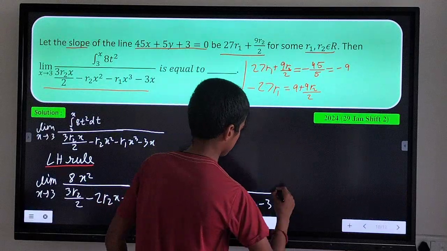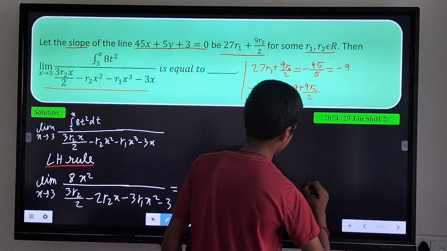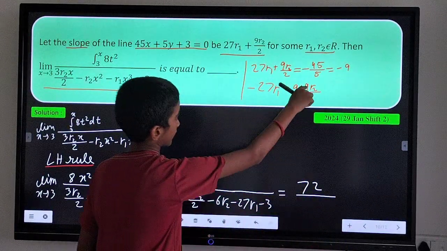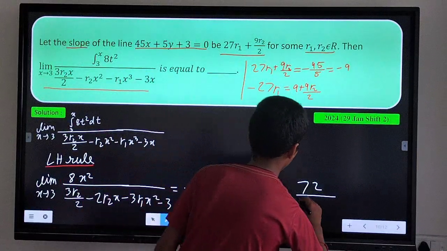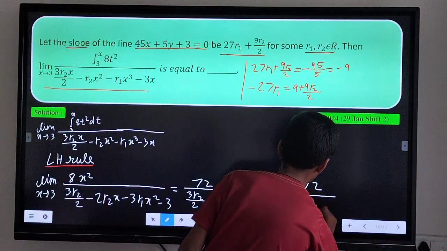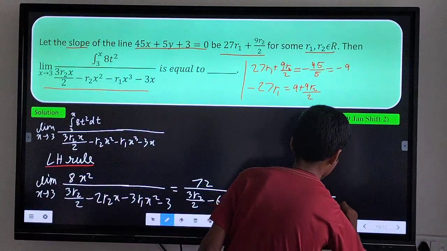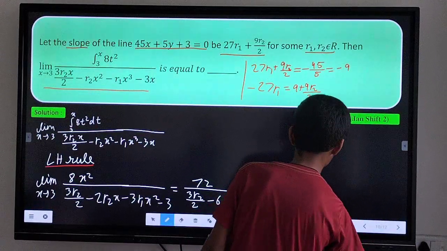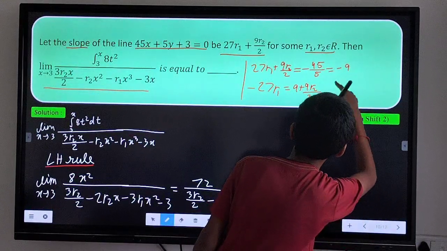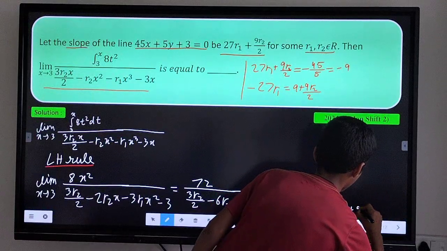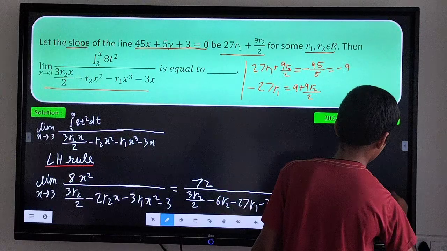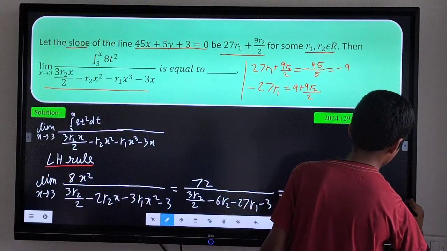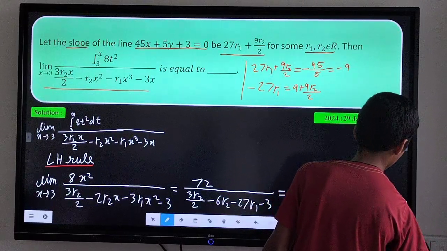So this fraction will become 72 upon. Now 9r2 upon 2 plus 3r2 upon 2 will be 12r2 upon 2, 12r2 upon 2 minus 6 times r2 minus 3 plus 9. Now this is equal to 72 upon 6, which is 12.